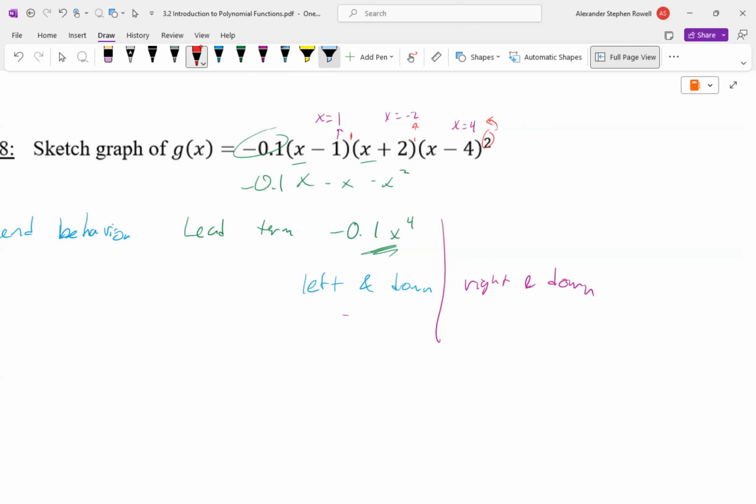These zeros correspond to x-intercepts. If the multiplicity is odd, what do we know about the graph at the intercept? Does it pass through or does it just touch and turn around? Yes, if it's odd, it passes through. If the multiplicity is even, it just touches and doesn't pass through to the other side.